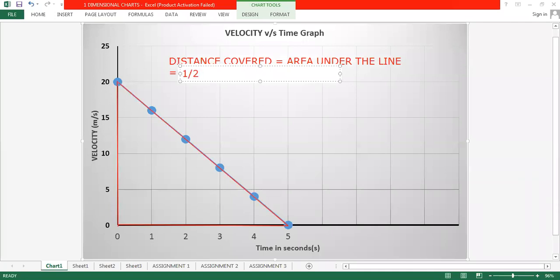So half into base. How much is the base? Base is 5. How much is the height? Height is 20. So how much will be the answer? The answer comes out to be 50. Very good. Because 2 ones are 2, and 2 fives are 10, 2 tens are 20, so 10 fives are 50. So how much is the distance covered? The distance covered is 50 meters.